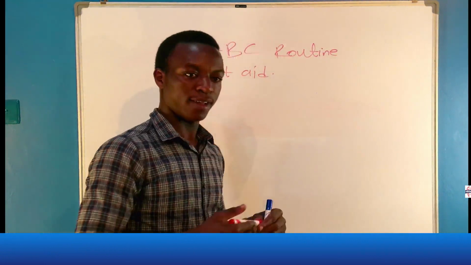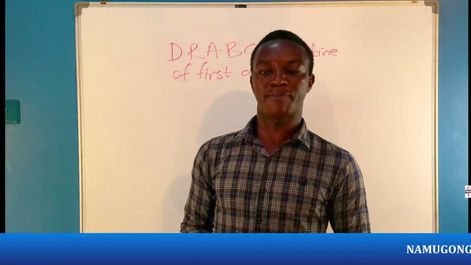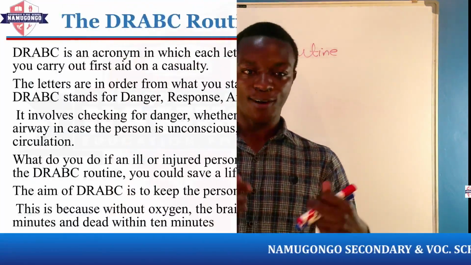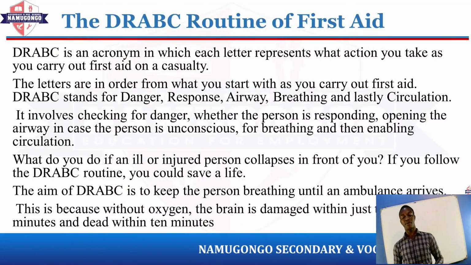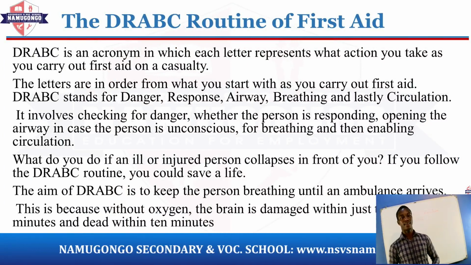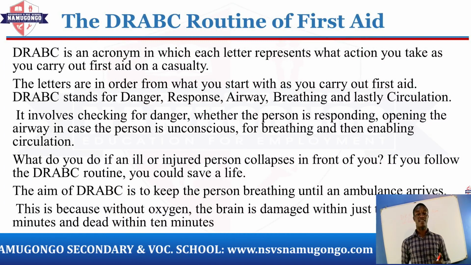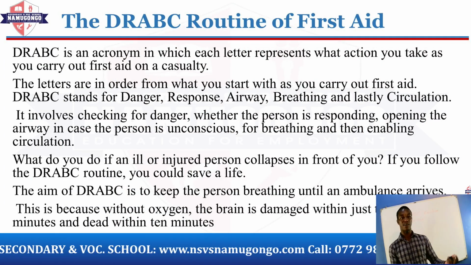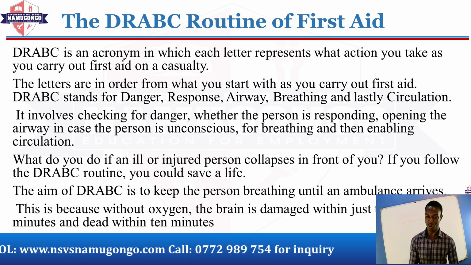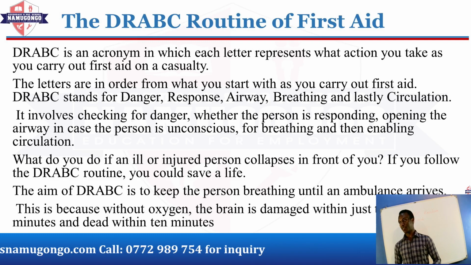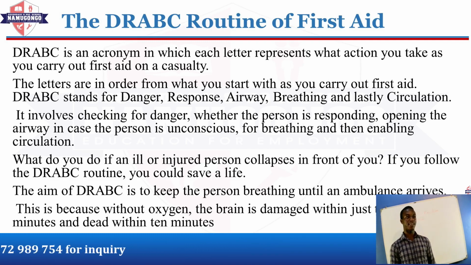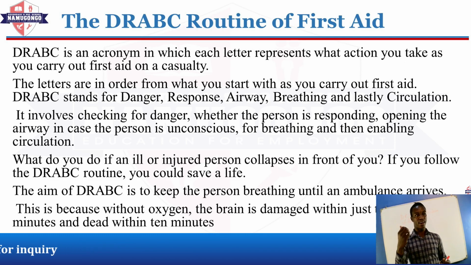Okay, so the routine is basically to give first aid to a person who has lost consciousness. For example, you are playing in the field, it is shining. For example, it is a race, then someone falls down all of a sudden while running and loses consciousness. What would you do as an individual? That is where you use the DRABC routine of first aid to help that person.